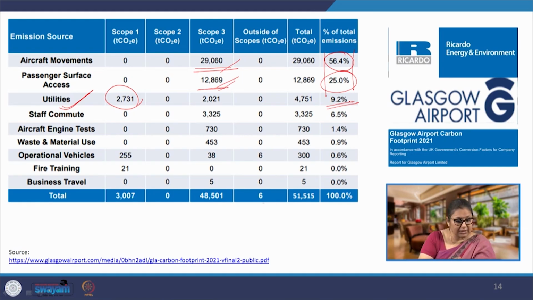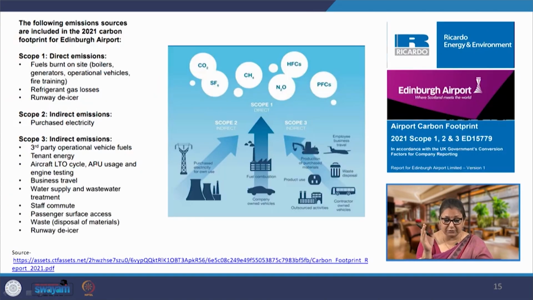In addition to that, we have transport, the operational vehicles, the ground fleet as another significant contributor, which we can directly influence. So, buildings and the fleet of vehicles, these two things are what we have to focus on. Let us look at another case study, which is for Edinburgh airport.